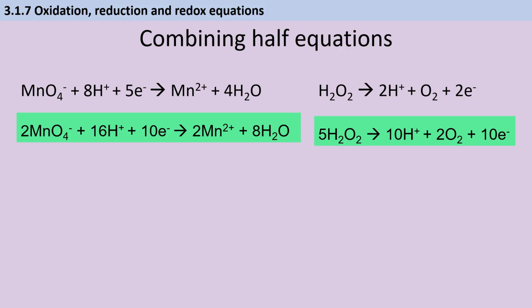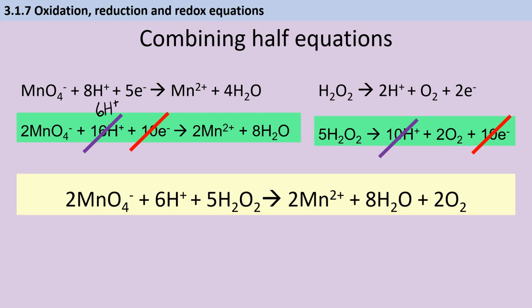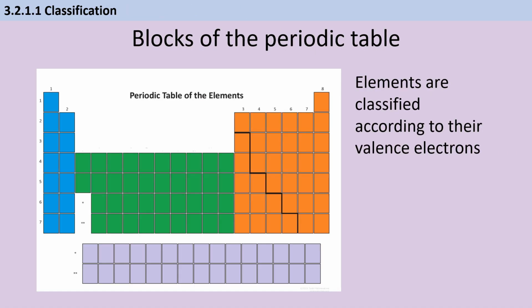it by 5. So now I'm able to cancel out the electrons, but I'm also able to cancel out some of the hydrogen ions. So I can replace that one there with 6 hydrogen ions that haven't been cancelled out. And now I'm just going to join these two equations together to produce an overall equation that looks like this.